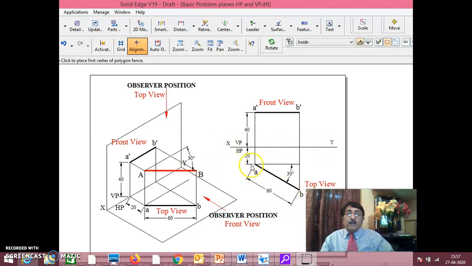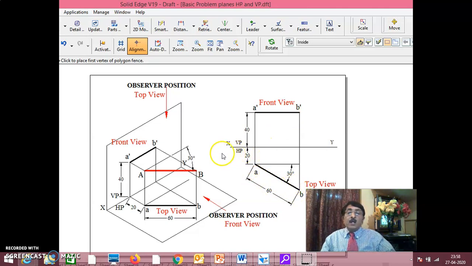Draw the XY line, VP HP, take 20, this 20, get A. From A, draw AB at an inclination of 30 degrees, you get the top view. Take the projectors up, and you know very well, A dash B dash is at a distance of 40 mm from XY line. That is 40 mm from XY line, you have A dash B dash, which is the front view of the line. This is the front view of the line. This is the top view of the line.